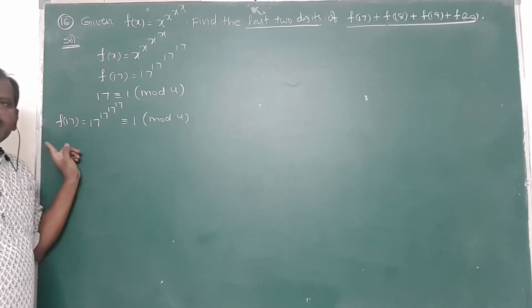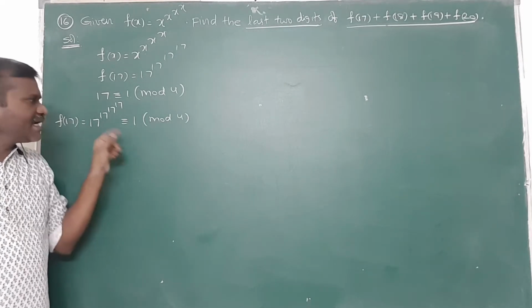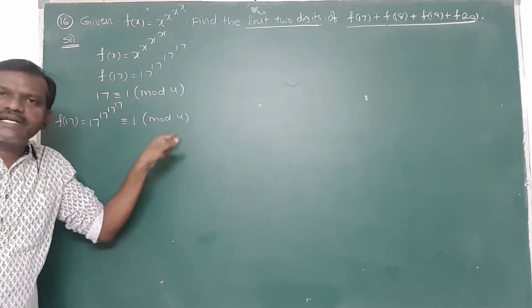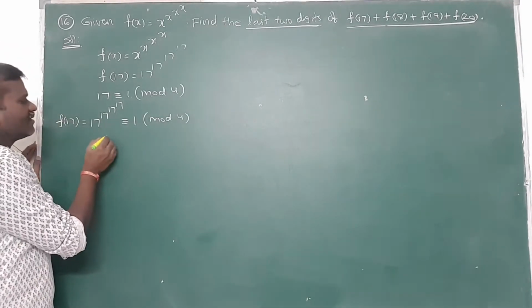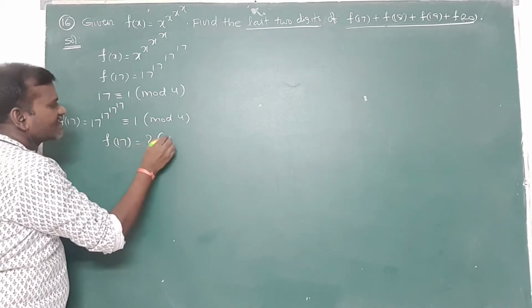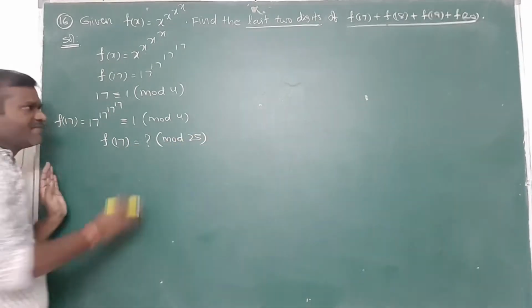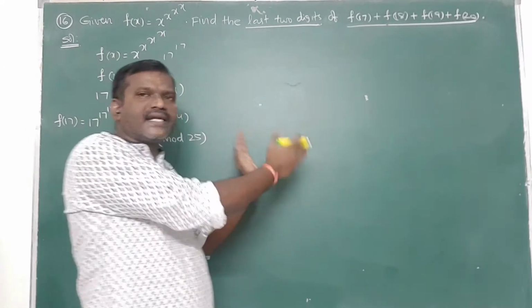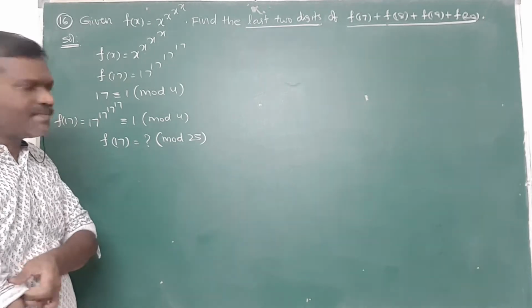So f of 17 when divided by 4, the remainder is 1. But now I want f of 17 when divided by 25, the remainder. So I want to find out the remainder when f of 17 is divided by 25. This part is important now. So I will do the workout here, then directly I will get the remainder. See the workout. This work is important here.